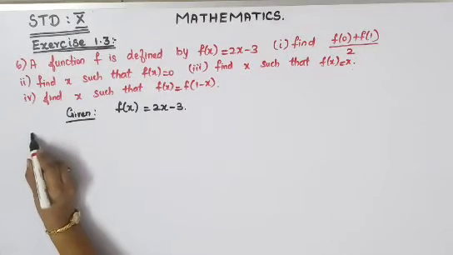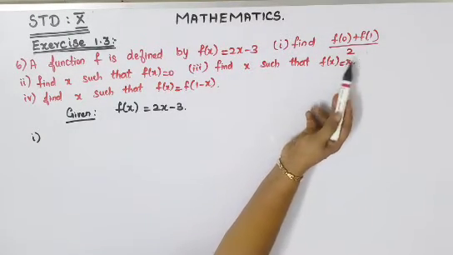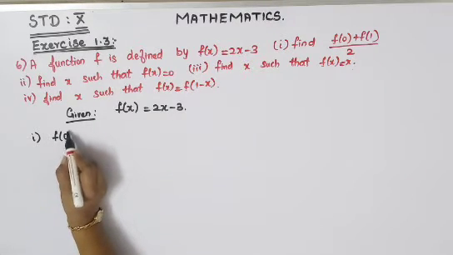Now your first condition is what they have asked, find f of 0, f of 1 divided by 2. So what we need is first f of 0 is needed.